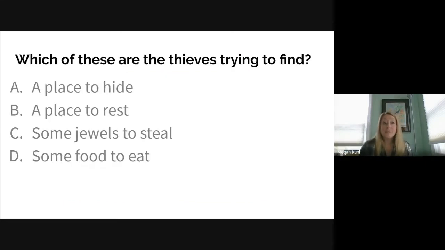Now, in this next multiple choice question, I'd like you to try and do it on your own. It says, which of these are the thieves trying to find? A, a place to hide. B, a place to rest. C, some jewels to steal. Or D, some food to eat.